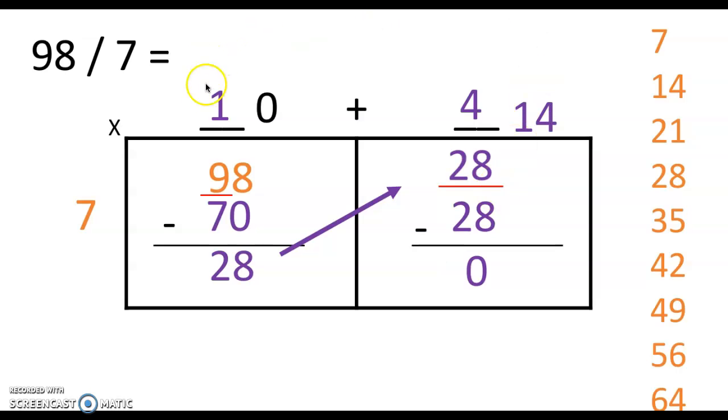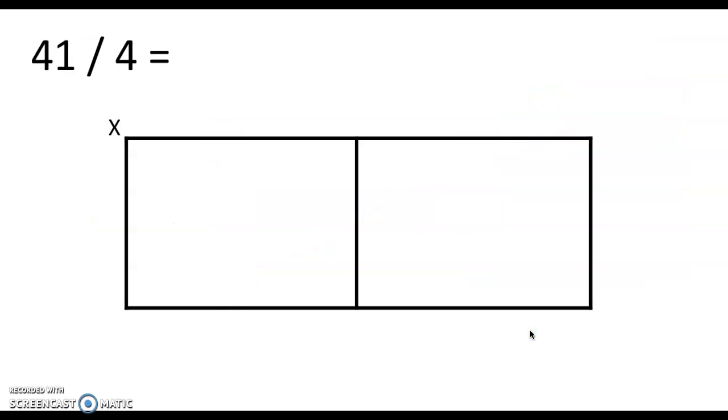So we're just going to rewrite our answer right here. 10 plus 4 is 14. And since we have a remainder of 0, we don't even need to write it. We would just circle 14 as our answer. Let's erase that. Let's try another one.